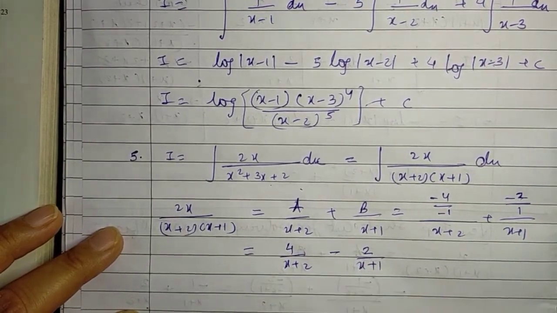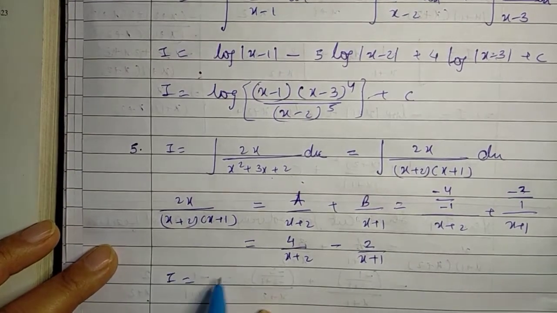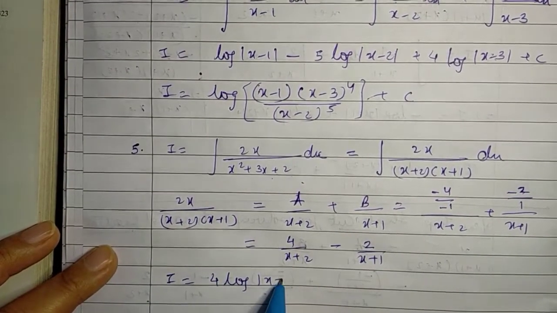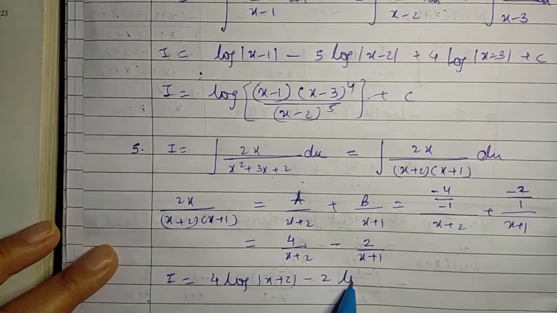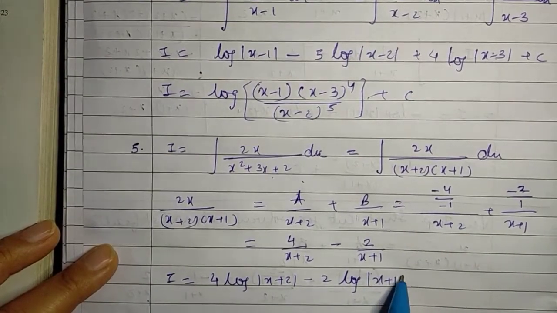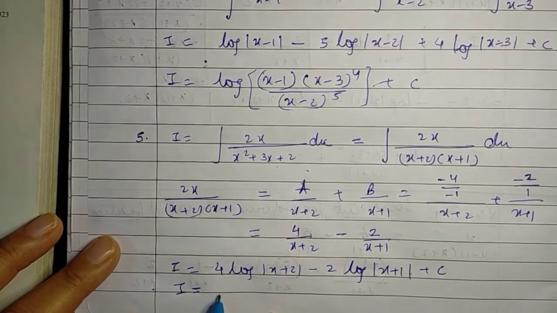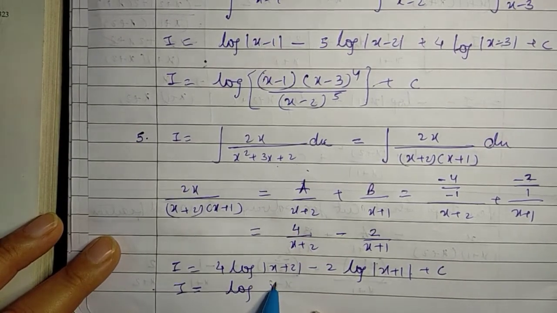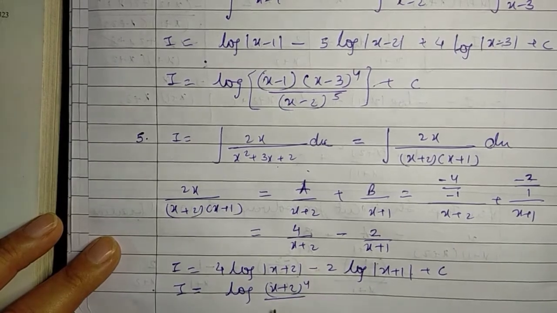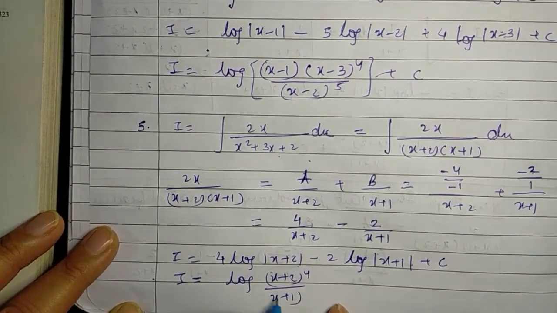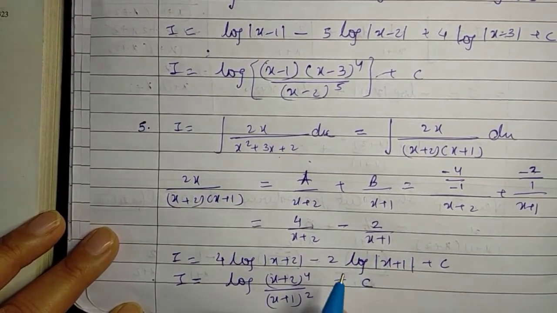and this is minus 2 upon 1 is minus 2 over x plus 1, which on integrating gives us 4 log mod x plus 2 minus 2 log mod x plus 1 plus a constant, which can be combined and written as log of x plus 2 raised to the power 4 over x plus 1 whole squared plus a constant.